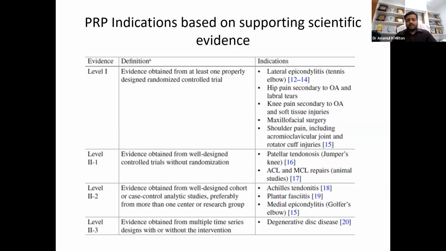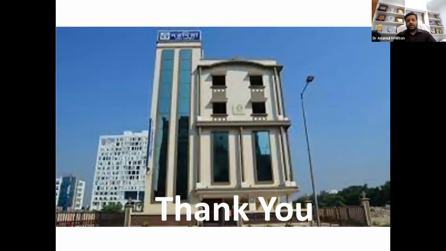Okay. Then the plantar fasciitis showed a very fantastic improvement, and the medial epicondylitis for Golfer's elbow, and level 2, 3, that is degenerative disc disease like the spine, where actually we have been doing these things. So thank you for the patient sharing.